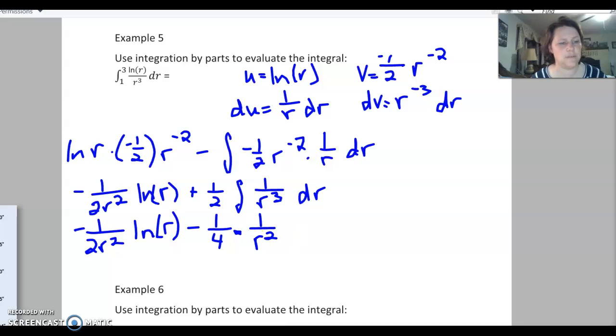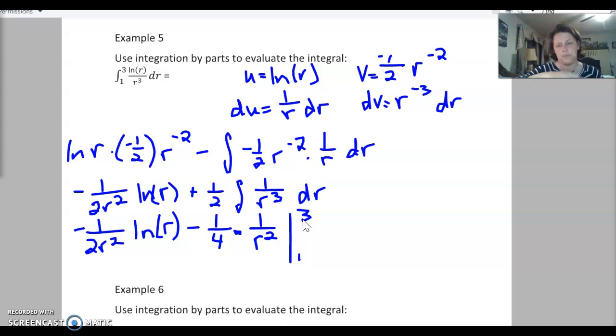We've got to evaluate this. So once we get to this point, evaluate from 1 to 3. And plug the 3 in and the 1. You can use your calculator from there. And that is going to be our answer for example number 5.